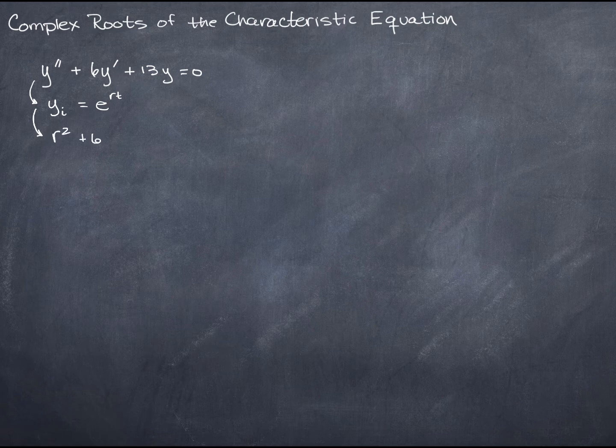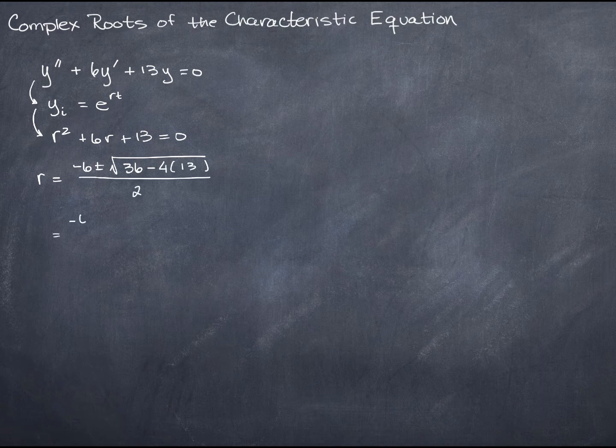r squared plus 6r plus 13 equals 0. Again, this does not factor, so I'm going to use the quadratic equation. I get r equals -6 plus or minus the square root of 36 minus 4 times 1 times 13 all over 2a, 2 times 1, which is -6 plus or minus the square root of 36 minus, let's see, that's 40 and 12 is 52.